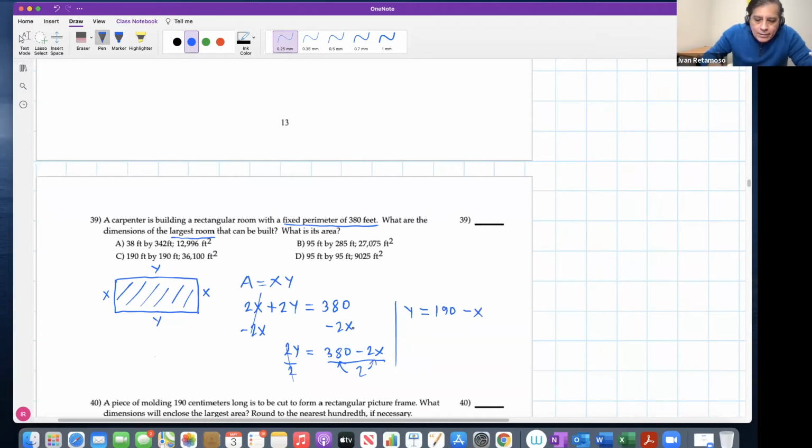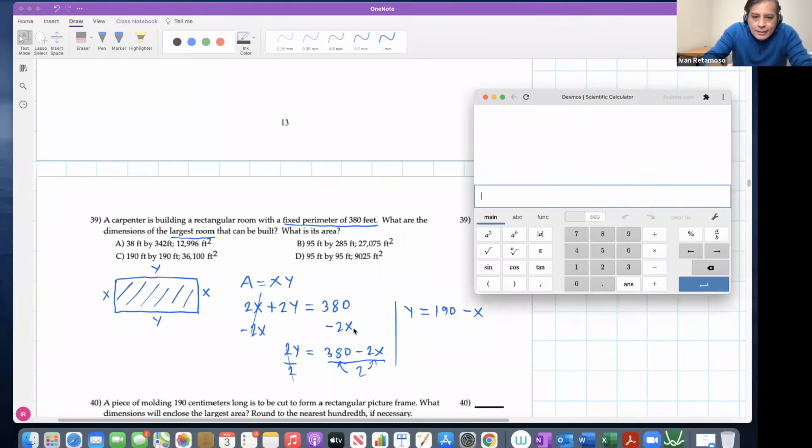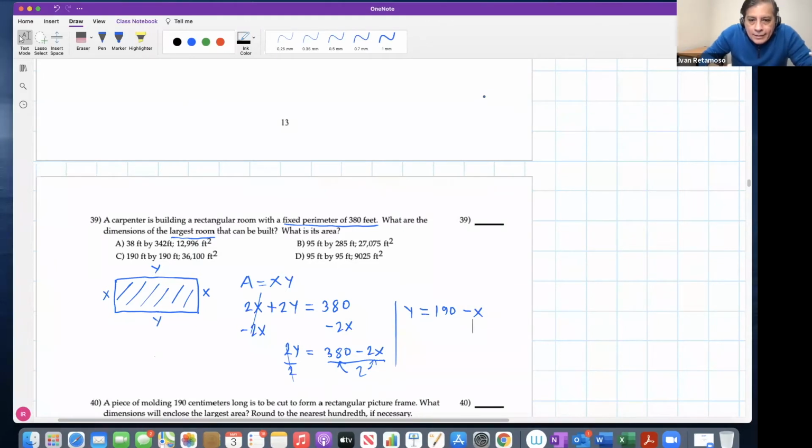Now, in case you cannot do these computations in your mind, use the calculator, guys. Sometimes the numbers are not that friendly. So this is the 190 I wrote there. Very good. All right, great. So y is 190 minus x.